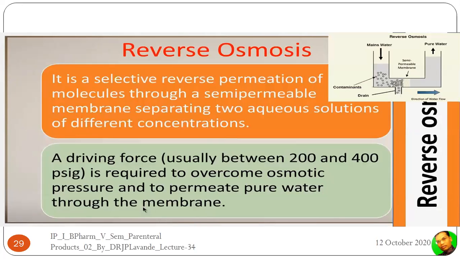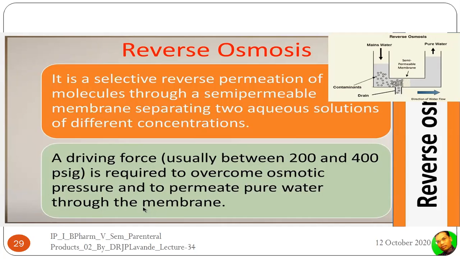Another method by which we can produce water for injection is the reverse osmosis method. You can see the picture here. Osmosis is the process in which a semi-permeable membrane separates, and the flow is from low concentration to that of high concentration.